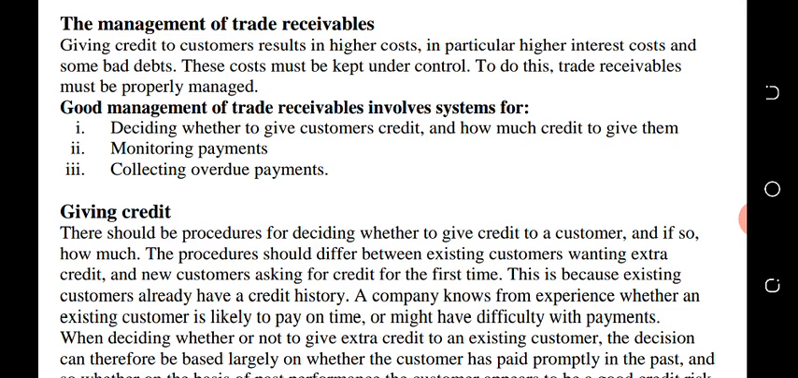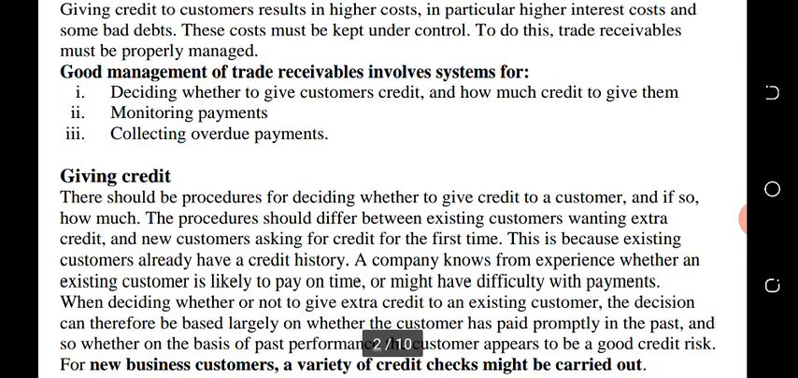Two, monitoring payment. You must monitor payments. That is a good way of managing trade. So always make some calls and reminders, in order to ensure that your debtors pay on their account. Three, collecting overdue payment. You must ensure overdue payment is being collected from our customers.